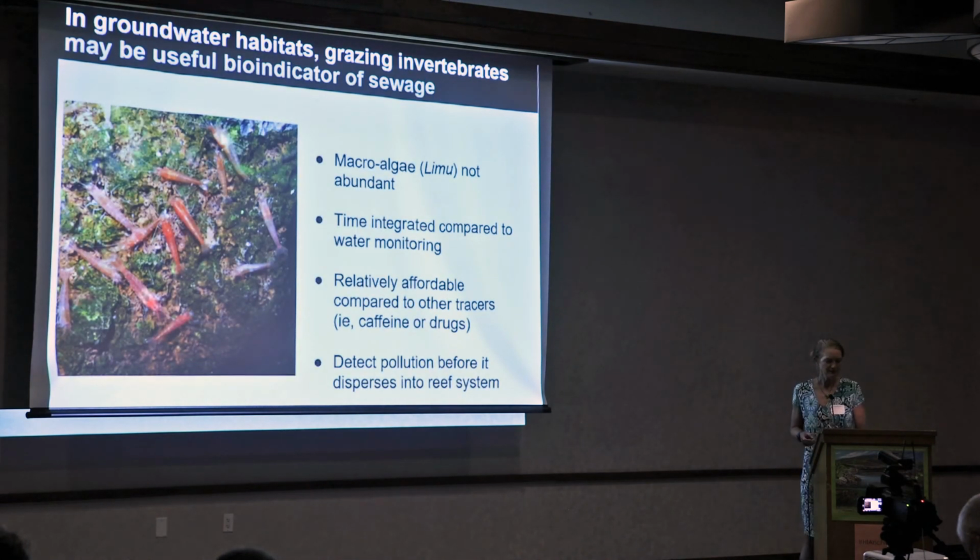So to wrap it up, I think that this poses an opportunity potentially that using some sort of grazer, especially if you work in cave systems and you don't have macroalgae or limu, this might be a really possible way to help you detect if there's sewage or not. As time integrated, it's a relatively affordable way to look for sewage pollution. If you use caffeine or over-the-counter drugs, those are a lot more expensive samples to run. And ideally, you're detecting pollution also before it gets to the coral reef.